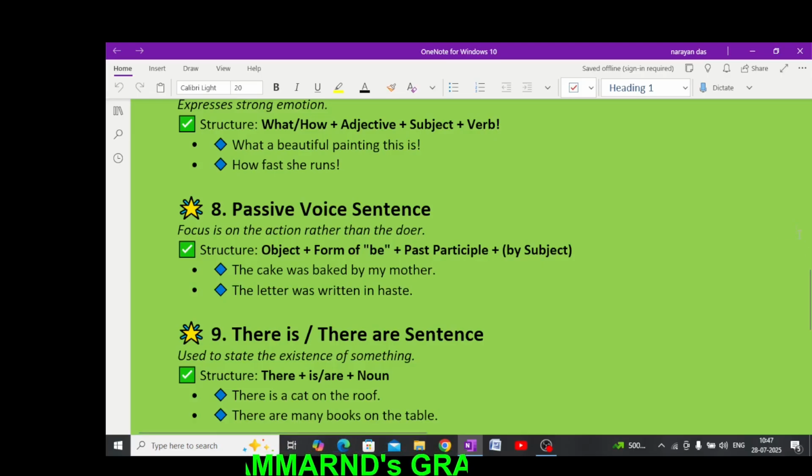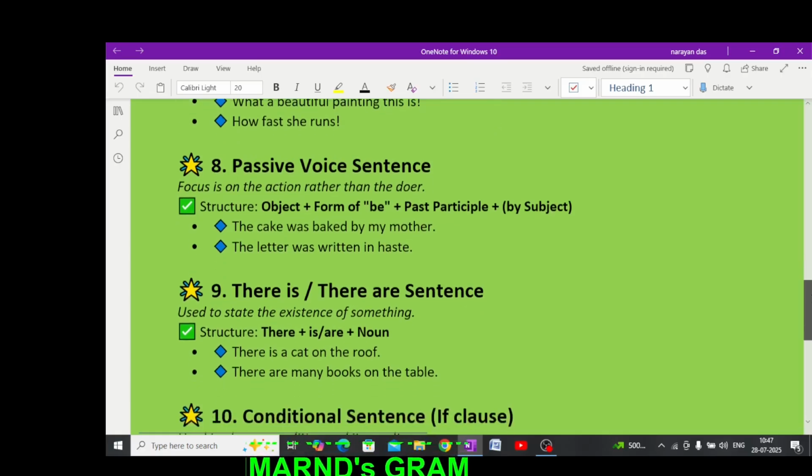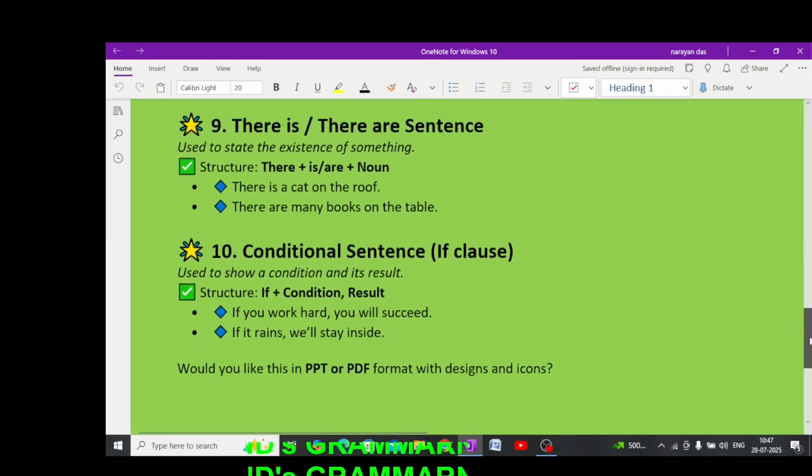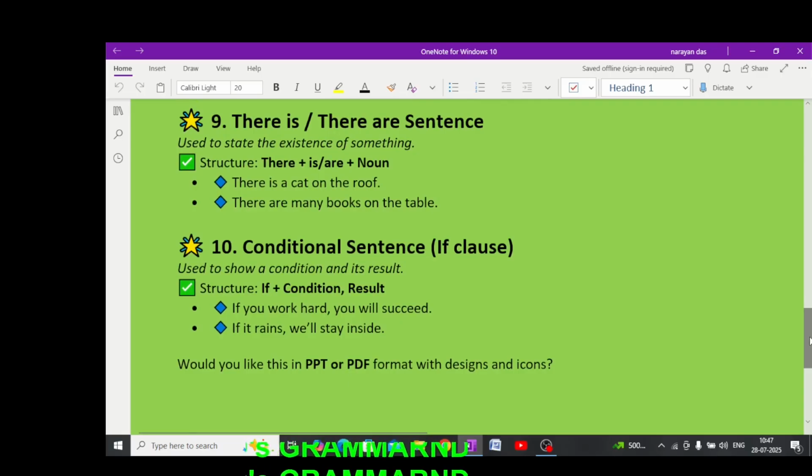Now we move to sentences beginning with there. This there begins a sentence. It is actually not the subject. The actual subject is somewhere else. It is used to state the existence of something. Something is on this planet or in this universe.